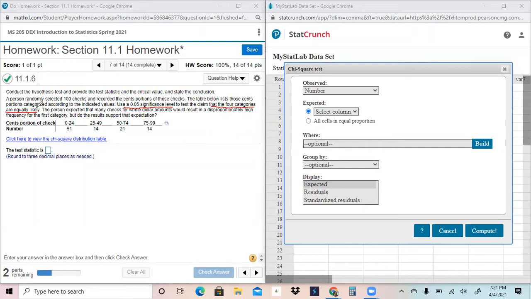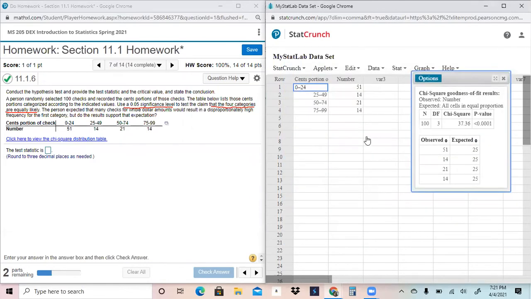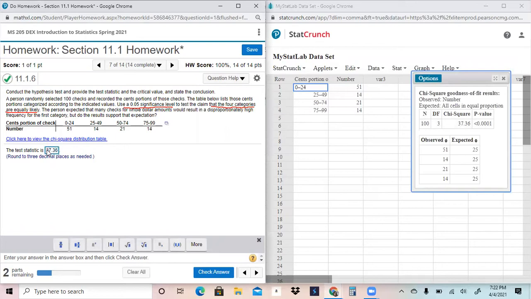Now, if there are given frequencies for each of the categories, you select the column that those are located in. But if we're saying each of the categories is equally likely, just hit all the cells are in equal proportion. Compute. So our expected value, if they're in equal proportion, would be 25 in each category out of the 100. Our observed values were given here. The chi-squared test statistic is 37.36.